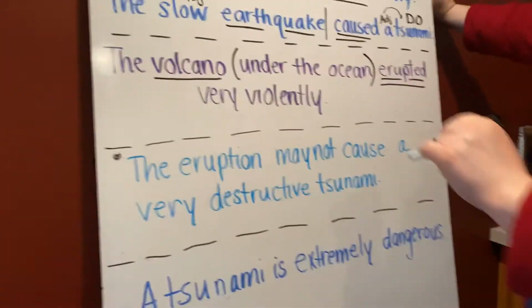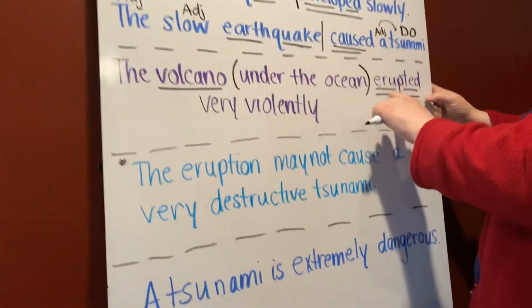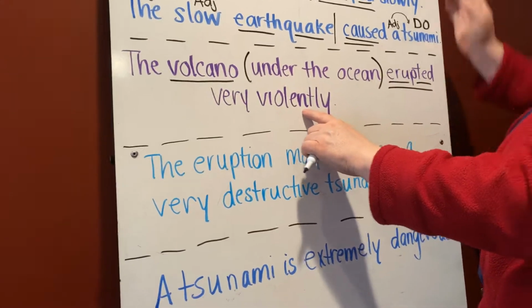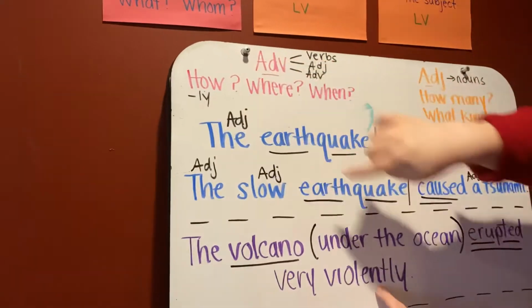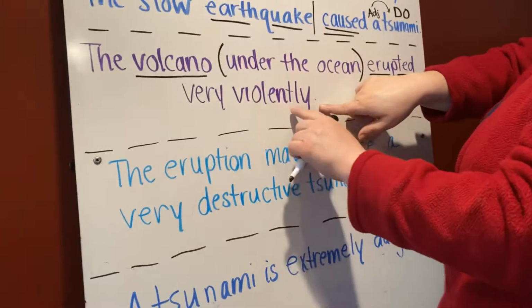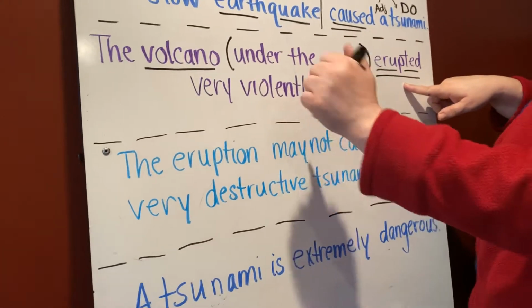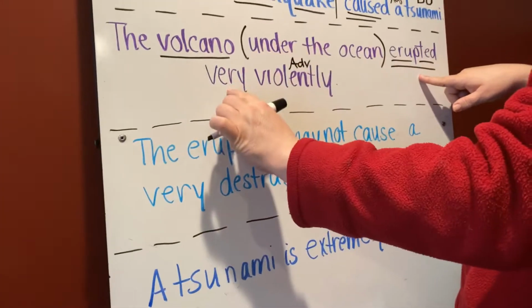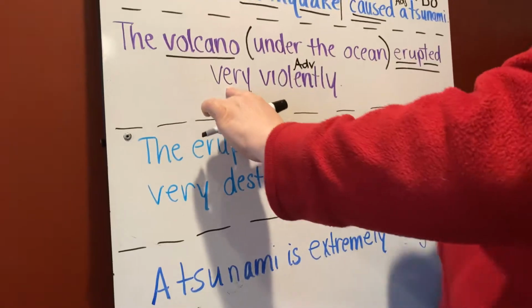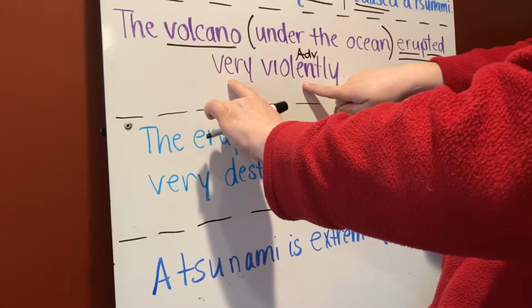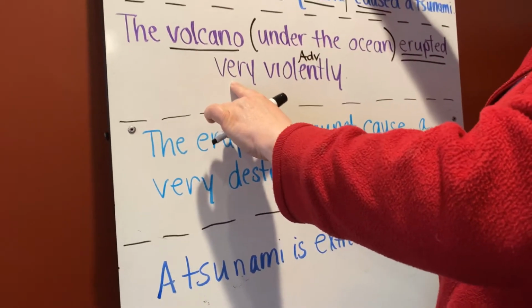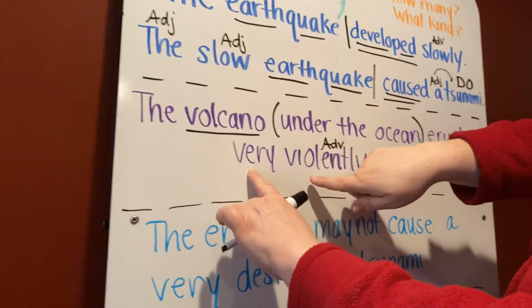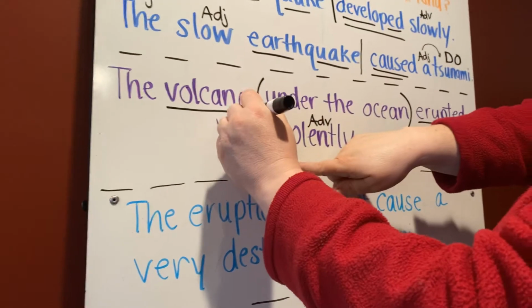How did the volcano erupt? How did it erupt? It erupted violently. It answers the question how, and it's describing the verb. So this is an adverb. Now let's look here. Very is describing violently. So what describes another adverb? An adverb. And it's also describing how. Very violently.